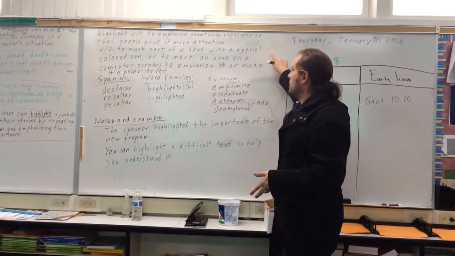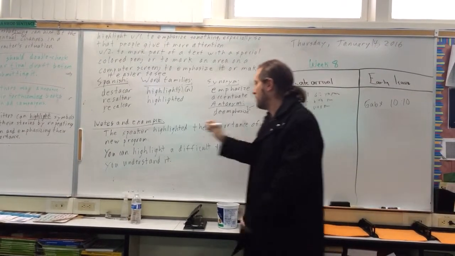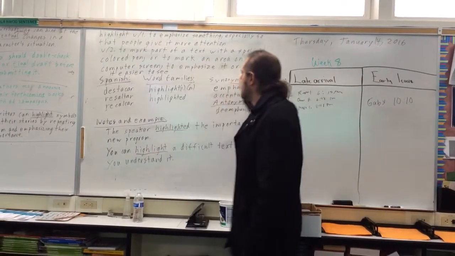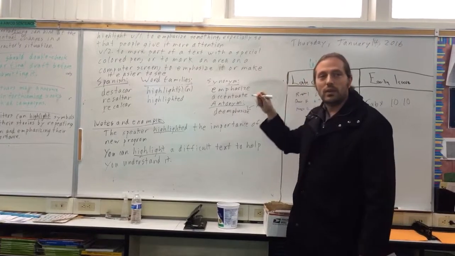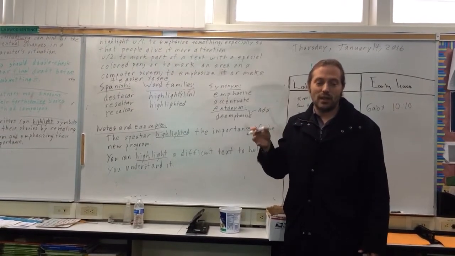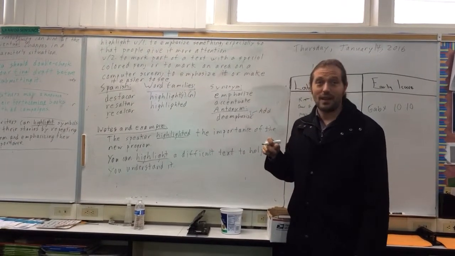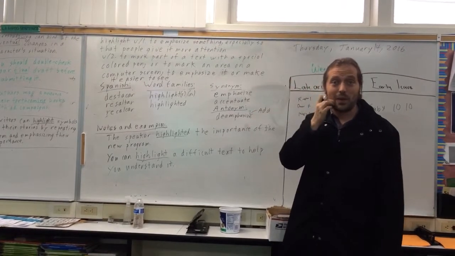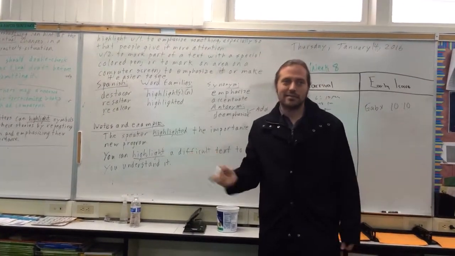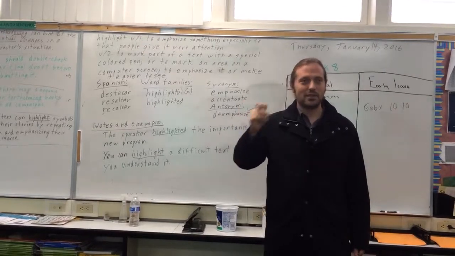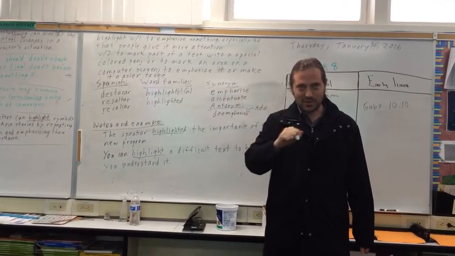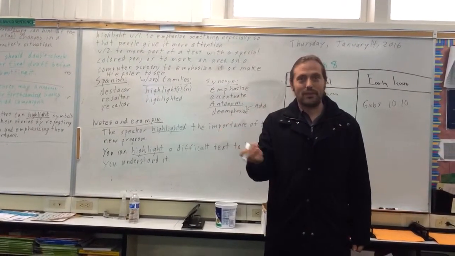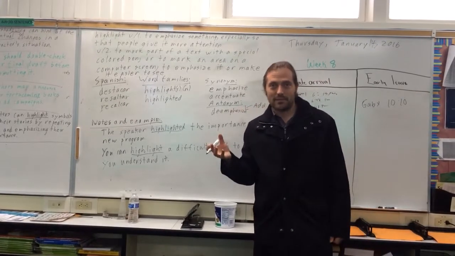Definition 2 for a verb is when you mark a text that you're reading with a special colored pen. You guys probably have done this, many of you. We usually call it a highlighter, right? Those yellow, shiny, fluorescent ones. You highlight the important parts of what you're reading.